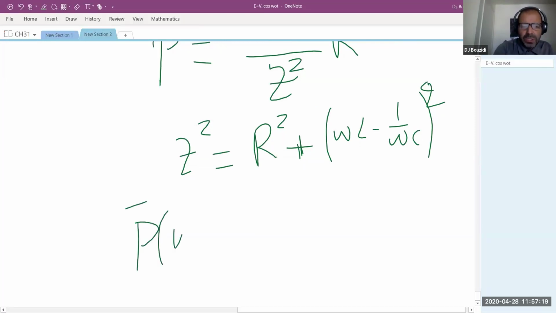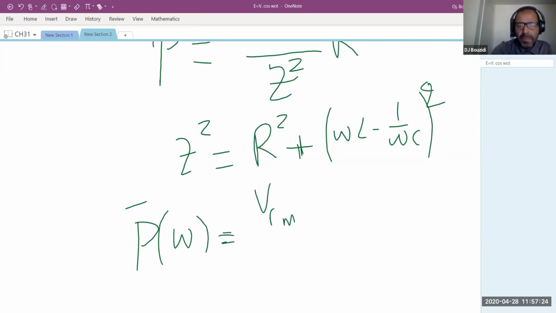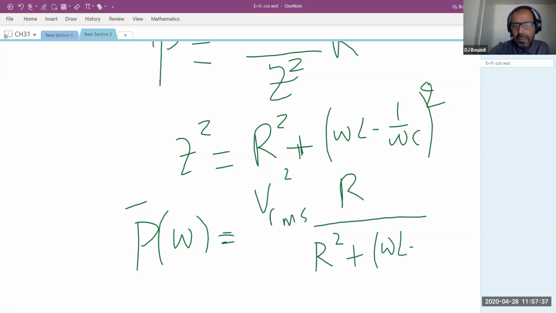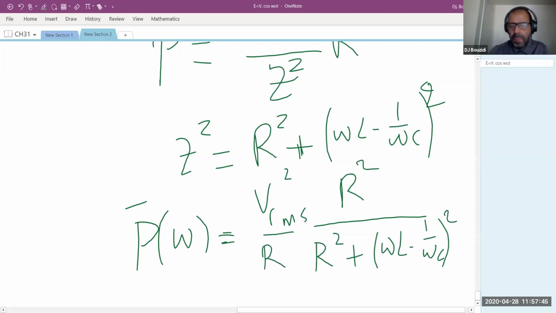P on average depends on omega. The average power depends on omega. First of all, V RMS squared times R divided by R squared plus omega L minus 1 over omega C, the whole thing squared. I'm going to multiply by R and divide by R. The reason why I do that, I want this number to be a dimensionless number, because I have R squared, ohm squared, and I have ohm squared.